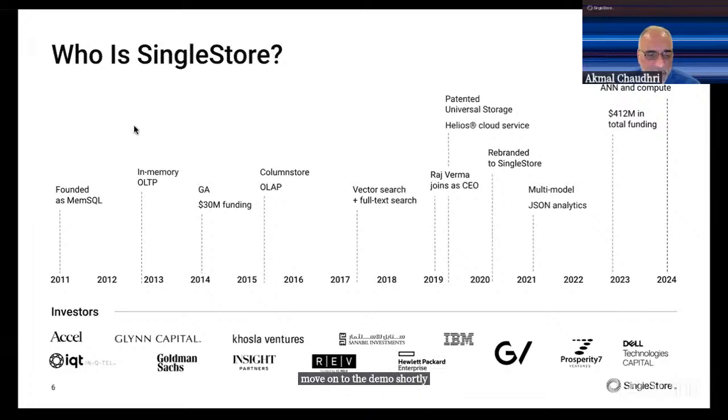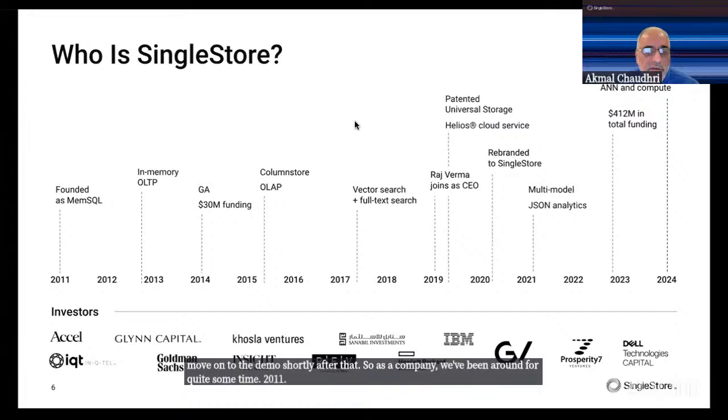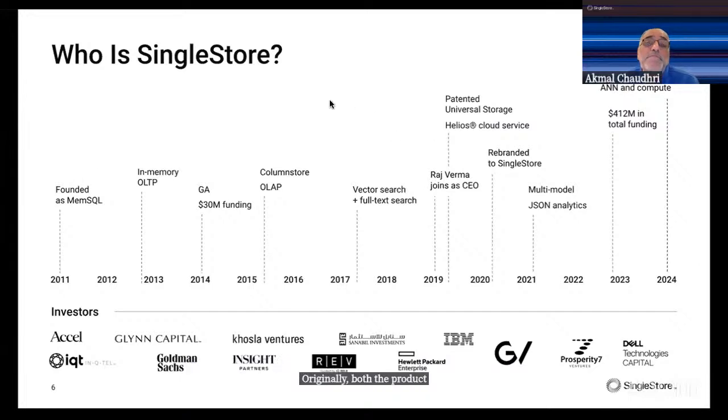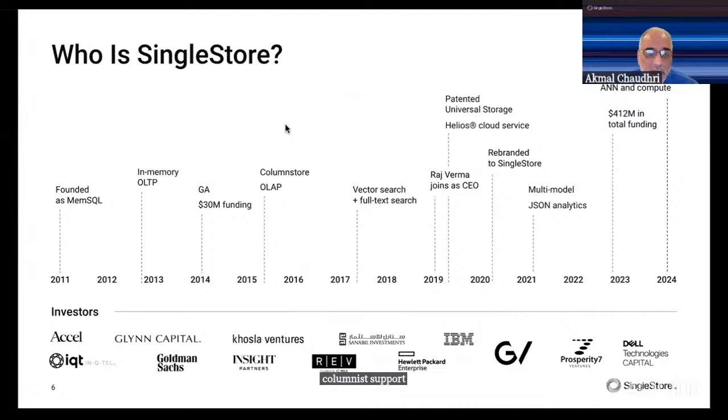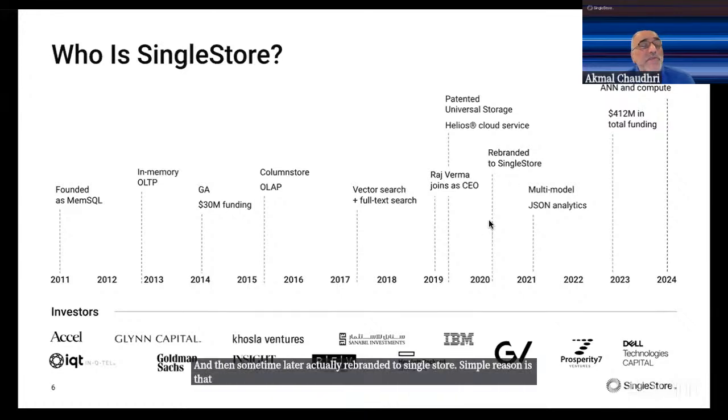As a company, we've been around for quite some time, since 2011. Originally, both the product and the company were called MemSQL. You may have heard of us, focusing on in-memory processing for OLTP. We subsequently added columnar support, column store, for OLAP, and then sometime later rebranded to SingleStore. The simple reason is that you're no longer doing in-memory, so the mem part doesn't really make sense.